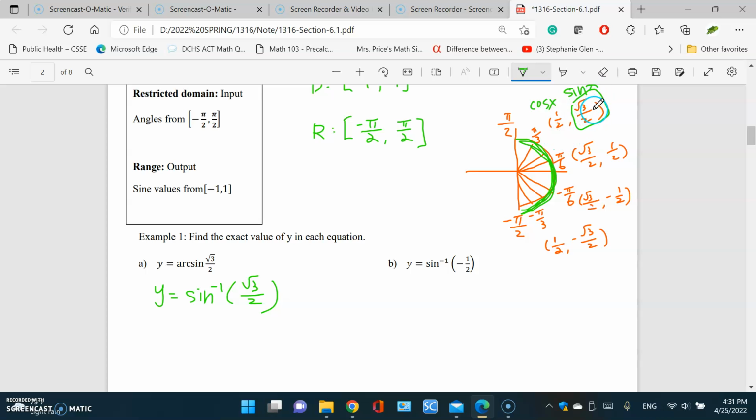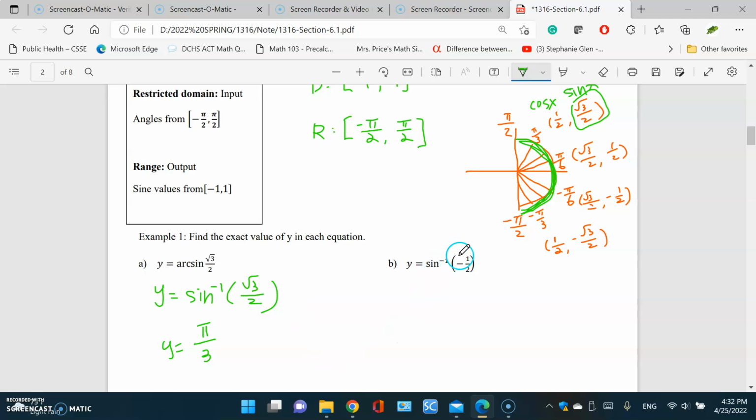Alright, so your sine x is root 3 over 2, which, when you go back to look at that degree angle, would be pi over 3. So your y is equal to pi over 3. That means when sine comes to 60 degrees, the output would be root 3 over 2.